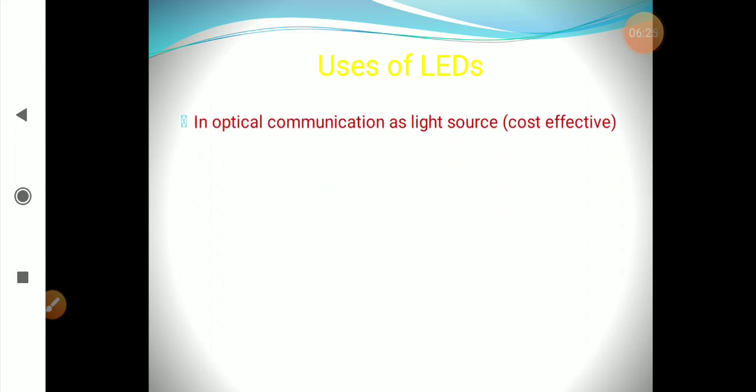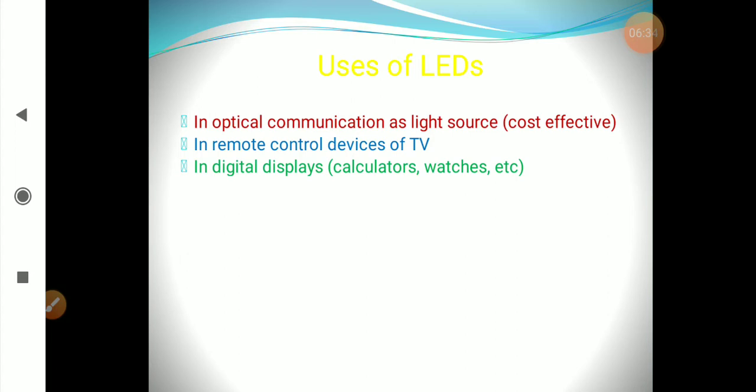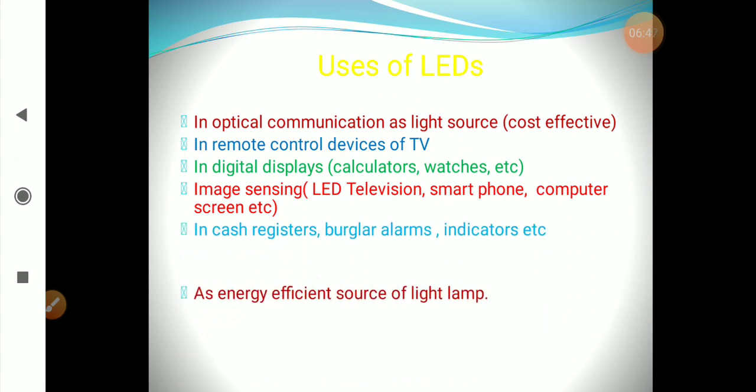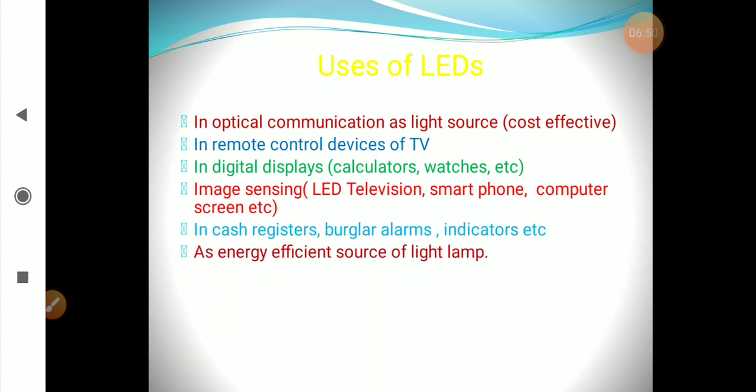Now, uses of LEDs: in optical communication as source of light, which is cost effective, in remote control devices of TV, in digital displays like calculator, watches and other appliances, in image sensing like LED television, smartphone, computer screen, etc., in cash registers, burglar alarm, indicators, counters, as energy efficient LED lamps and numerous other uses.